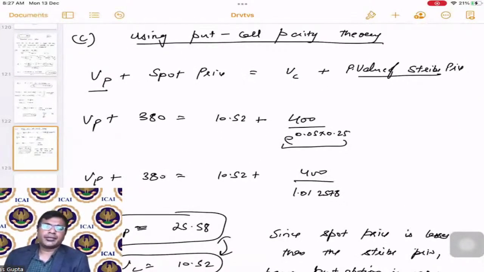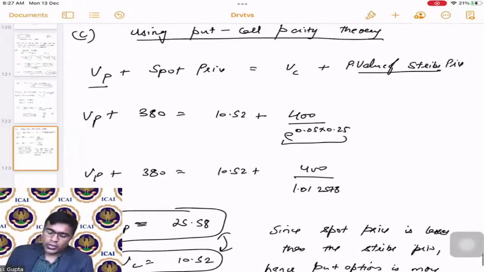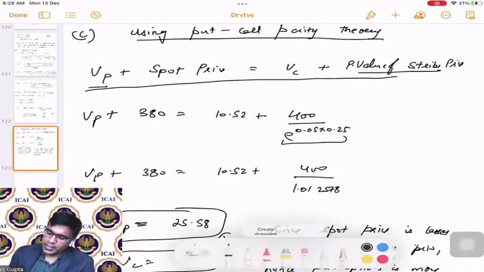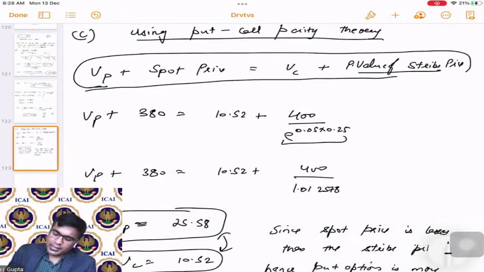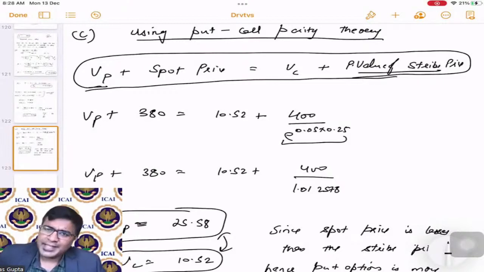Okay, students. So this is the use of put call parity theory. Out of these four variables, if three of them you know, the fourth one you can calculate. Correct? Mostly it is used to calculate the value of put option or value of call option, given that we know the other put or other call option value. Spot price and present value of strike price is already given. Correct?